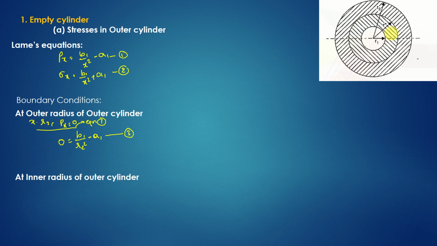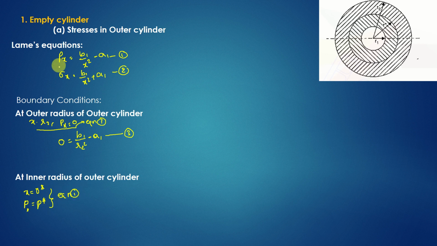So at the inner radius of the outer cylinder, what is it? That is nothing but the radius at this junction, r star. So the x value will be r star here. And what happens to p? The px will be the pressure at the junction, p star. So let us substitute these two in equation 1 again.